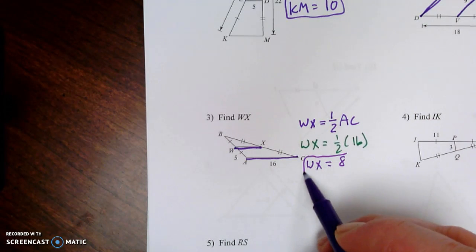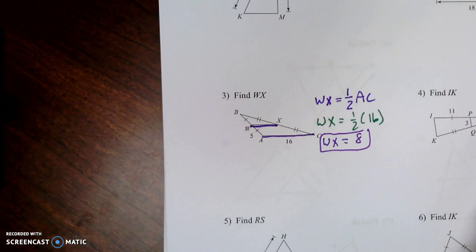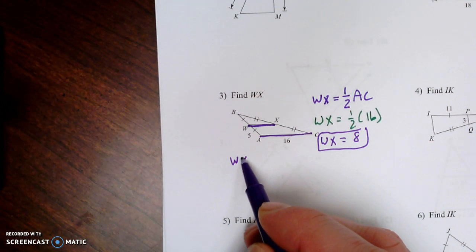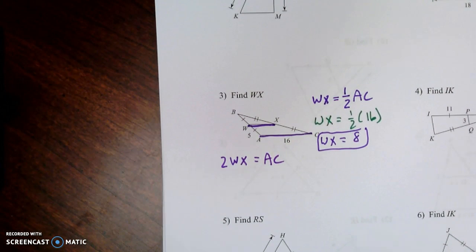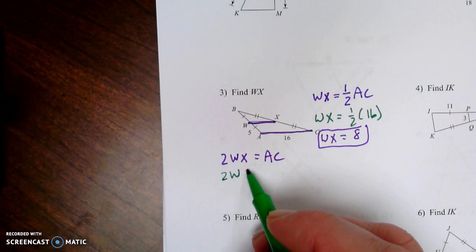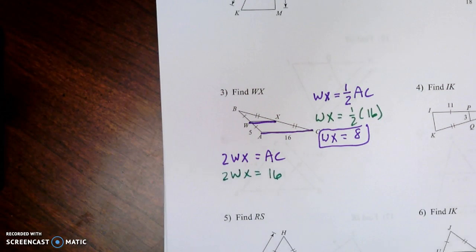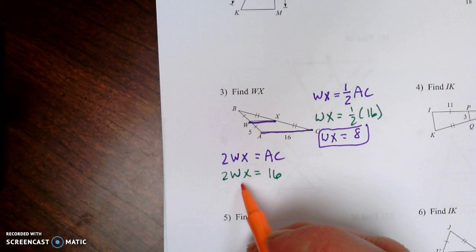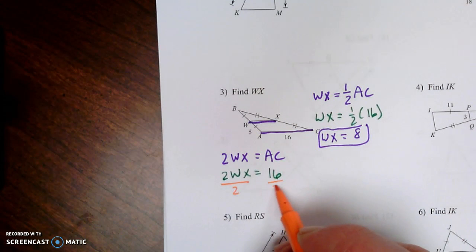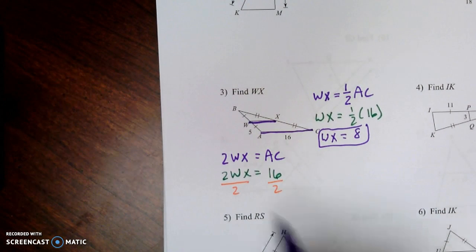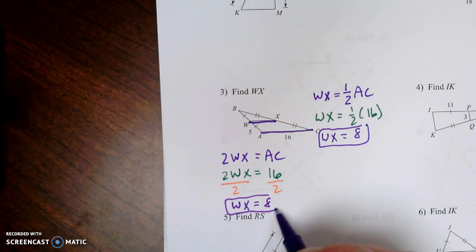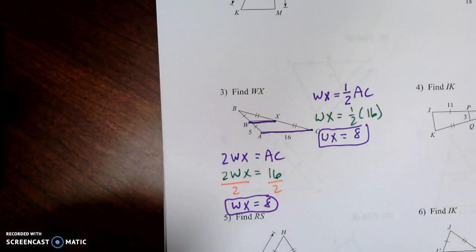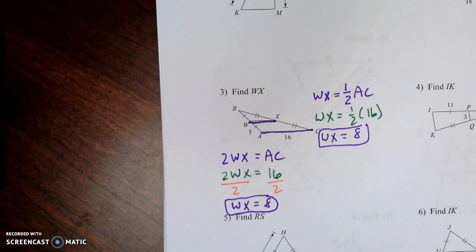It's 8. Okay. Another way that we could have set this up is we could have said that 2 times WX equals AC. So 2 times WX equals 16. And then to isolate WX, the length of that side as a variable, we would just divide by 2 on both sides and end up with WX equals 16 divided by 2, or 8. Same answer either way.